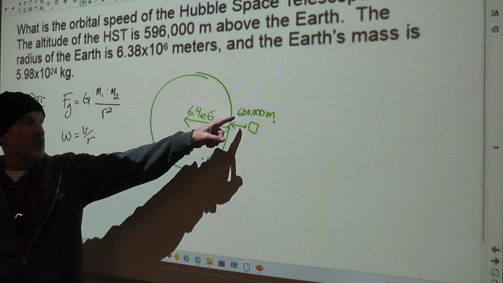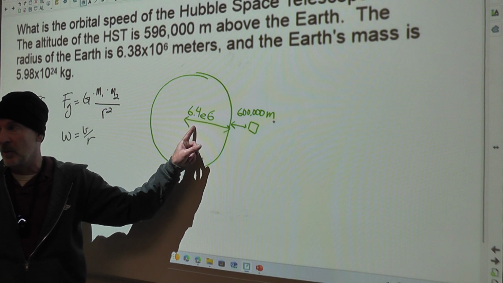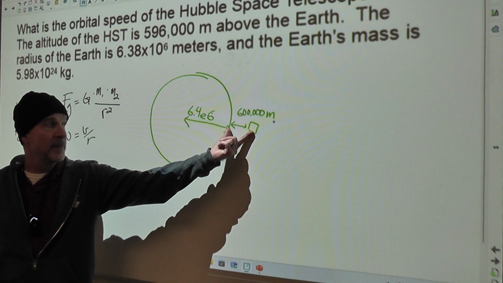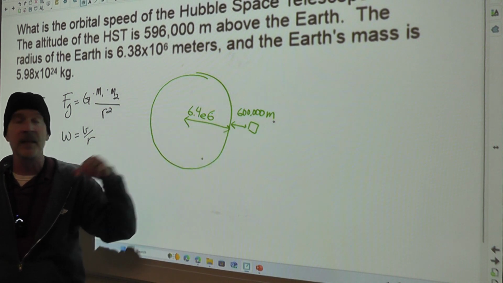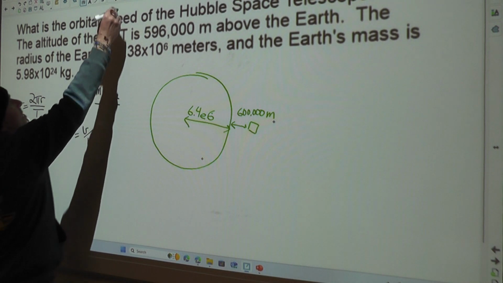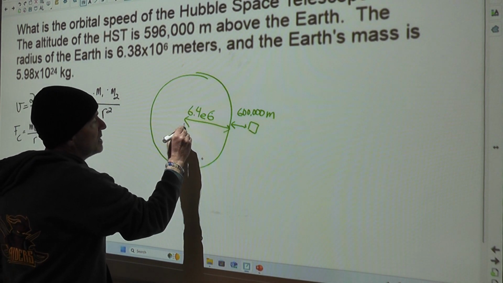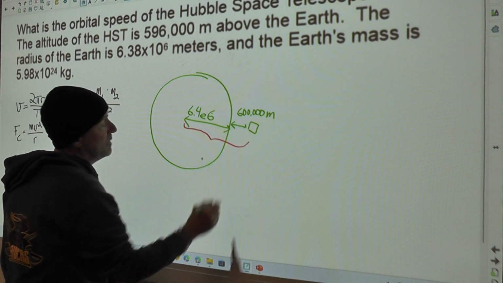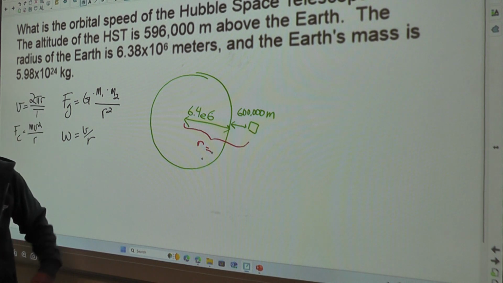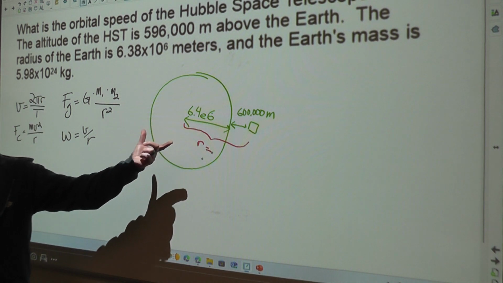So this distance is much smaller than the radius of the Earth. I can't draw it to scale though, but you can see this distance is pretty small. The distance to the center of the Earth is pretty large. When we're dealing with orbital motion, the r that matters is the distance from the center of one object to the center of the other. So this is our r, and it would be the combination of these two things.